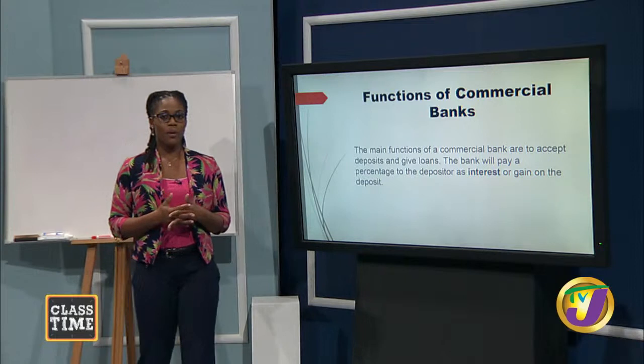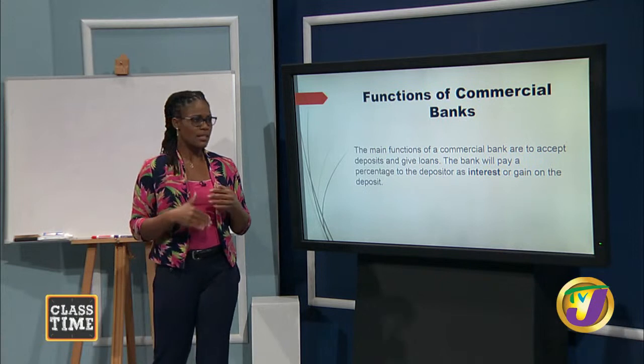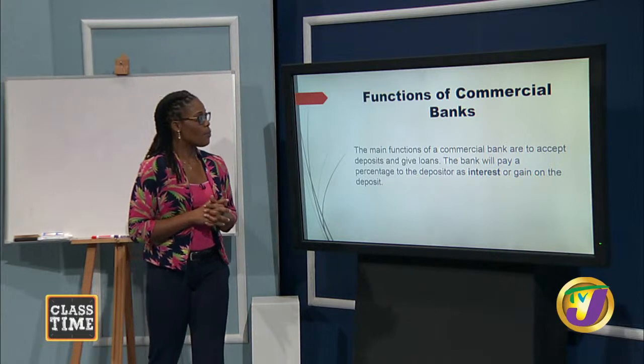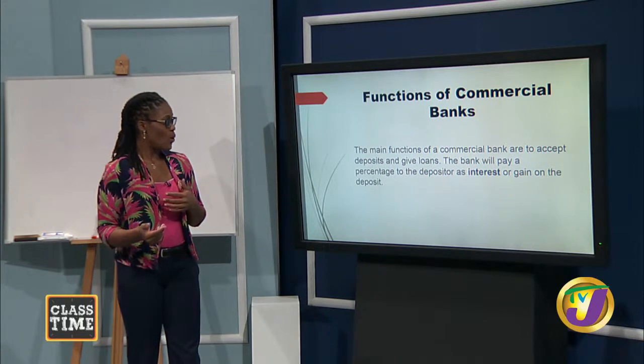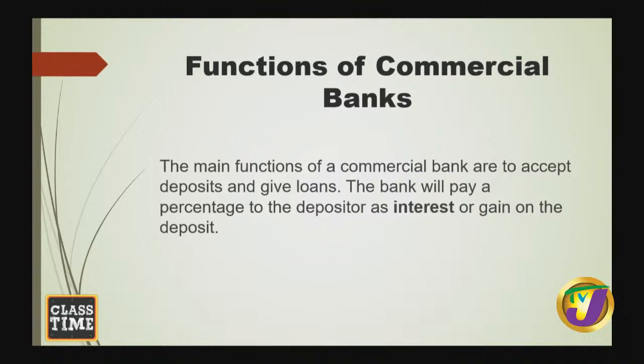Now, the functions of commercial banks. Now, in the definition, we saw coming out deposits and loans, and they will come out again in the functions. So the main functions of a commercial bank are to accept deposits and to give loans. Now, the bank will pay a percentage to the depositor as interest or gain on your deposit. So what this is saying is that if you have an account with a commercial bank, you get interest on your deposit. Now, the longer you allow the money to stay in the account, the more interest it will accumulate, right?